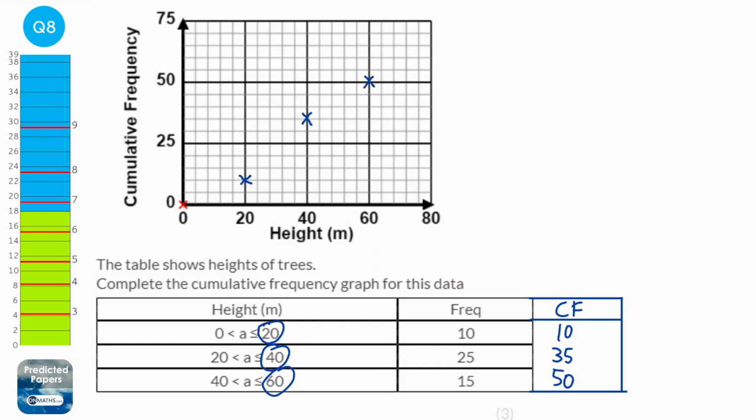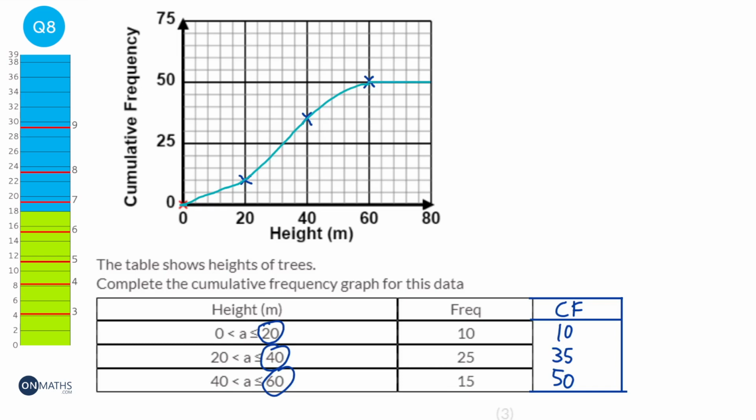There we are. Now, next we want to join them up. Now you can draw them up with a curve, and in most exams you can actually join them up with straight lines. So something you can do is just join them up with straight lines like that. And on most exams that's absolutely fine. I'm going to join them up with a curve. There we go.